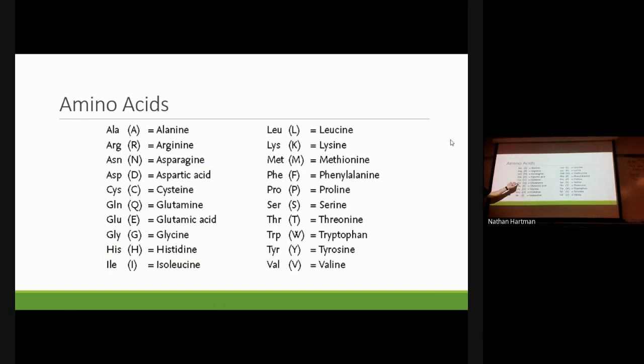Like, I don't know that Q is glutamine. Why would Q be glutamine? I don't know. G's already taken. Exactly. So, yeah, glycine. Oh.